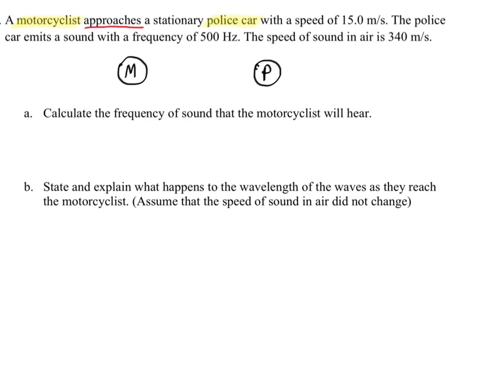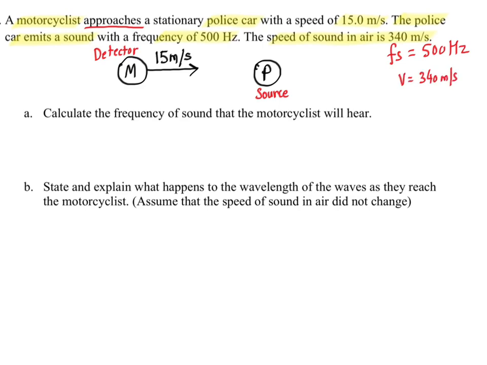A motorcyclist approaches the stationary police car with a speed of 15 meters per second. So we'll draw an arrow to show the speed, which is 15 meters per second. The police car emits a sound with a frequency of 500 Hertz. That means the police car is our source and the frequency is 500 Hertz, which we can write as Fs equal to 500 Hertz. The speed of sound in air is 340 meters per second. So V is equal to 340 meters per second.